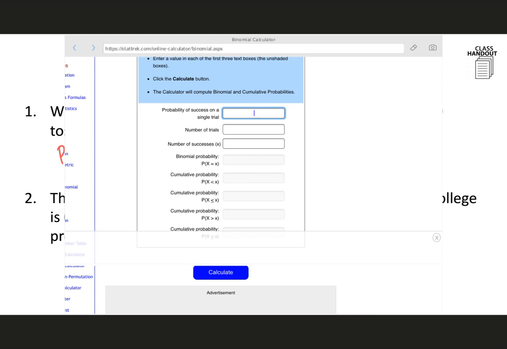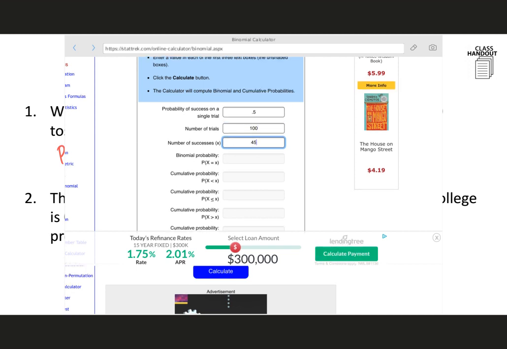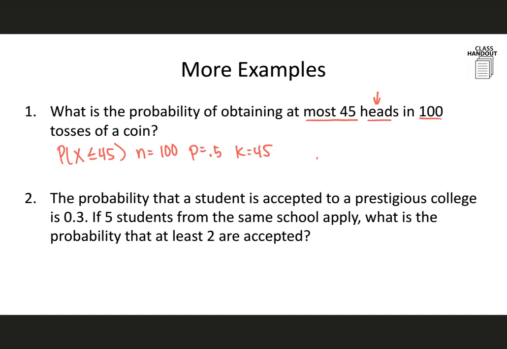So we have 0.5, tossing a coin 100 times, and we want at most 45. So at most, less than or equal to, that's going to be 0.1841. So the probability of obtaining at most 45 heads in 100 tosses of a coin is 0.1841.